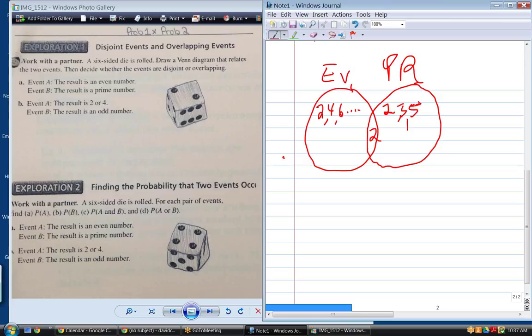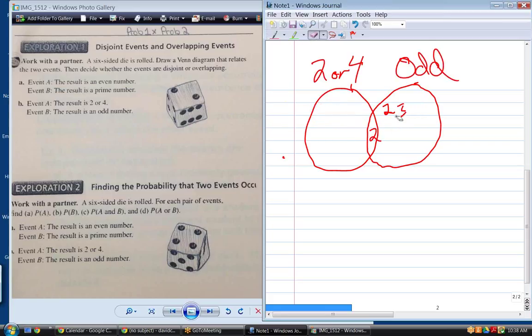All right, now let's look at the result is 2 or 4. I won't draw it this time. I'll let you figure it out. And the result is an odd number. Okay, so those are not overlapping. Correct.